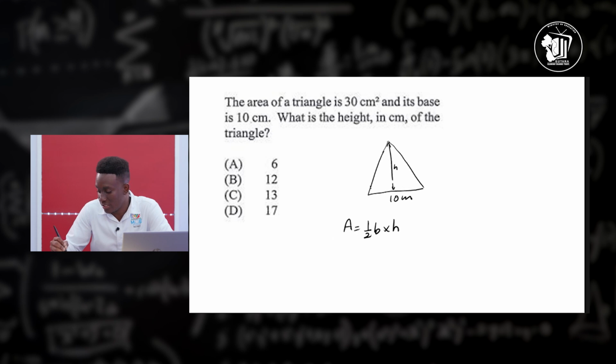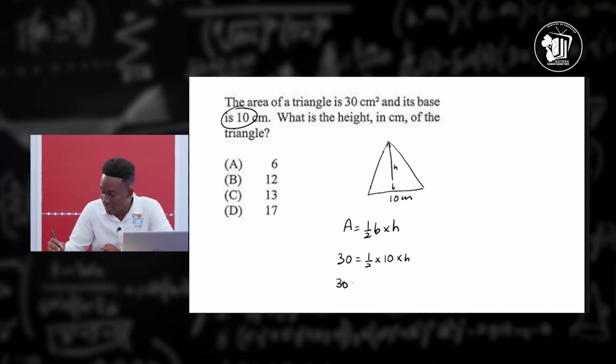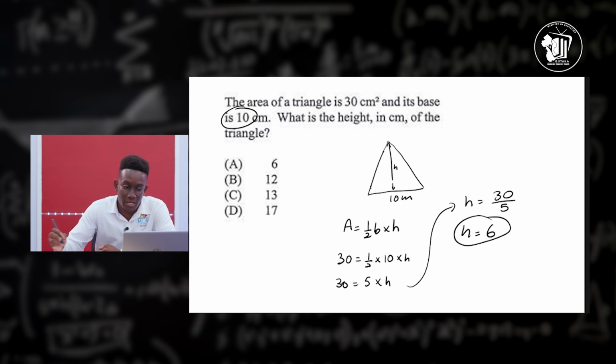So I can say 30 is equal to half multiplied by the base, which is 10, multiplied by the height. So 30 is equal to half times 10, which is 5, so 5 multiplied by the height. The 5 is multiplying, so we take it over and divide. The height would be equal to 30 divided by 5, which gives me 6. So the height is equal to 6, which is simply A.